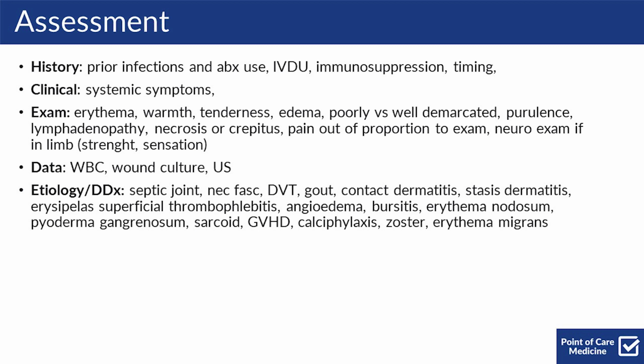The etiology and differential diagnosis of cellulitis includes a septic joint, necrotizing fasciitis, DVT, gout, contact dermatitis, stasis dermatitis, erysipelas, superficial thrombophlebitis, angioedema, bursitis, erythema nodosum, pyoderma gangrenosum, sarcoid, graft versus host disease, calciphylaxis, zoster, and erythema migrans, to name a few. The ones that we mentioned you can't miss include septic joints, necrotizing fasciitis, and DVTs.